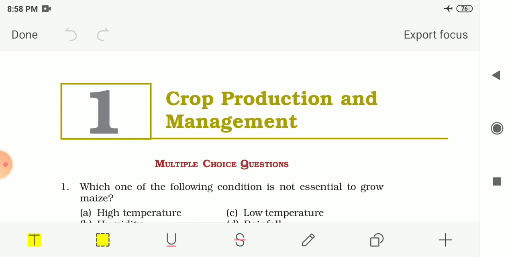Then we had seen weeds. What are weeds? In a field many other undesirable plants may grow naturally along with the crop, and these are known as weeds. A simple tool called a khurpi is used for the removal of weeds, and weeds are also controlled by using certain chemicals known as weedicides. An example of that is 2,4-D. The full form of 2,4-D we had already seen: 2,4-dichlorophenoxyacetic acid. It is the weedicide which is used to remove weeds from the field.